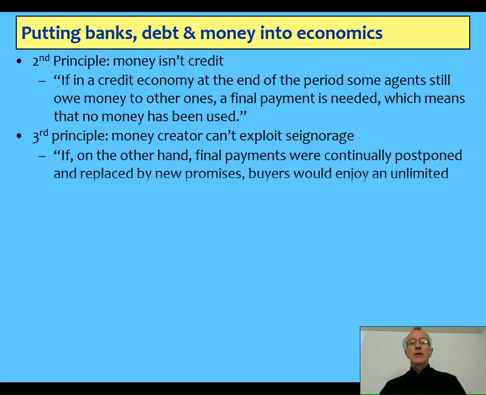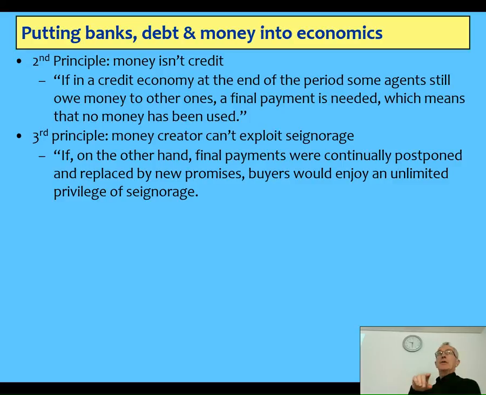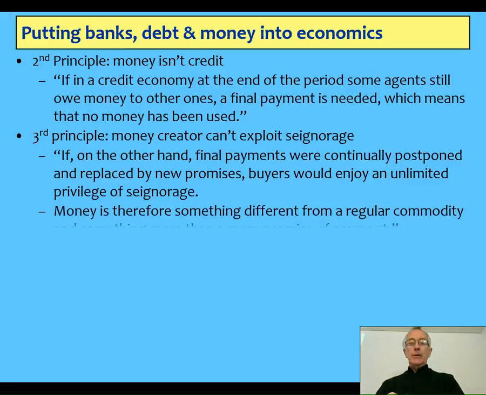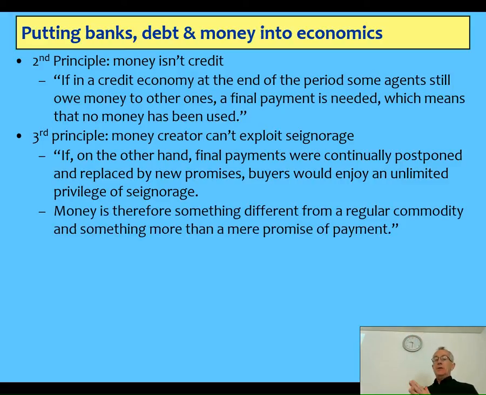So he said, the third principle is that you can't exploit seigniorage. If you have a token and you have the right to produce the token, you can't just continue producing the tokens, forever delaying final payment. Okay? So you can't use a promise as payment. You can't use your own promise as payment. So Graziani's insight here, I think, is a brilliant insight. It's not a commodity. It's not a mere promise to pay. It's got to be something else.